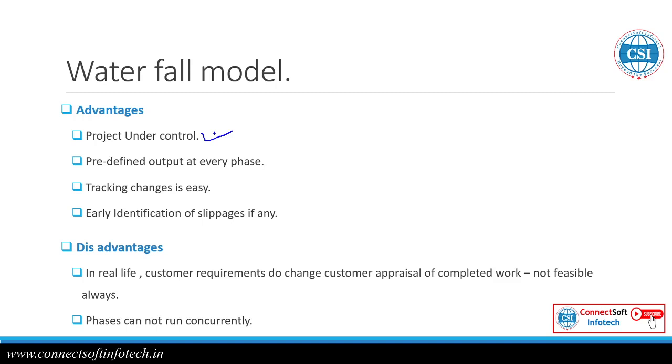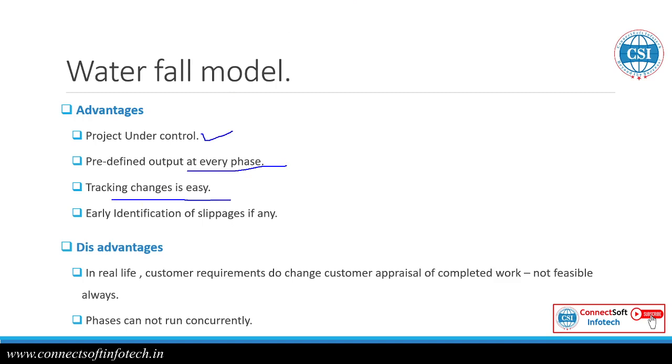As per the requirement, you are working. That's it. That is project under control. And you are not allowed to change the requirement. If your requirement gets changed, we need to follow the entire cycle once again. And every phase has a predefined output.